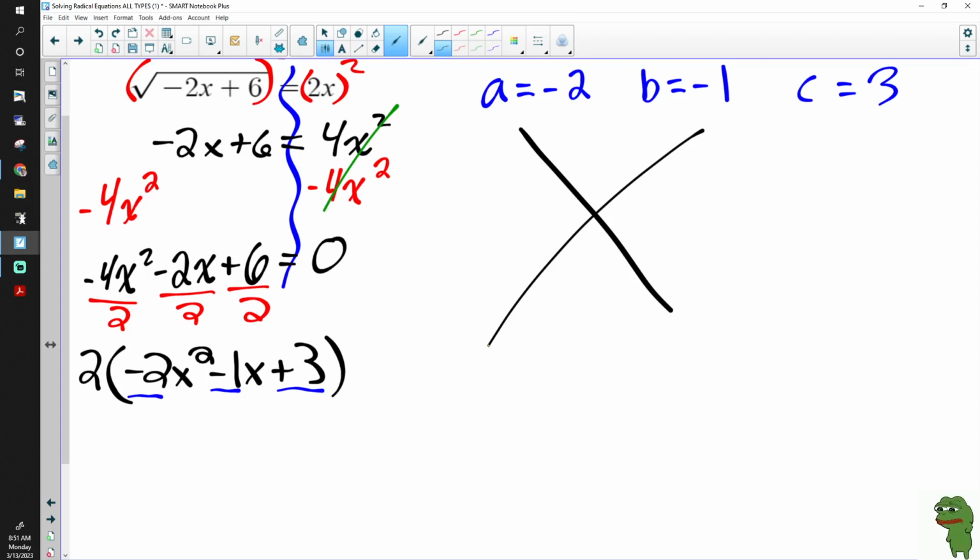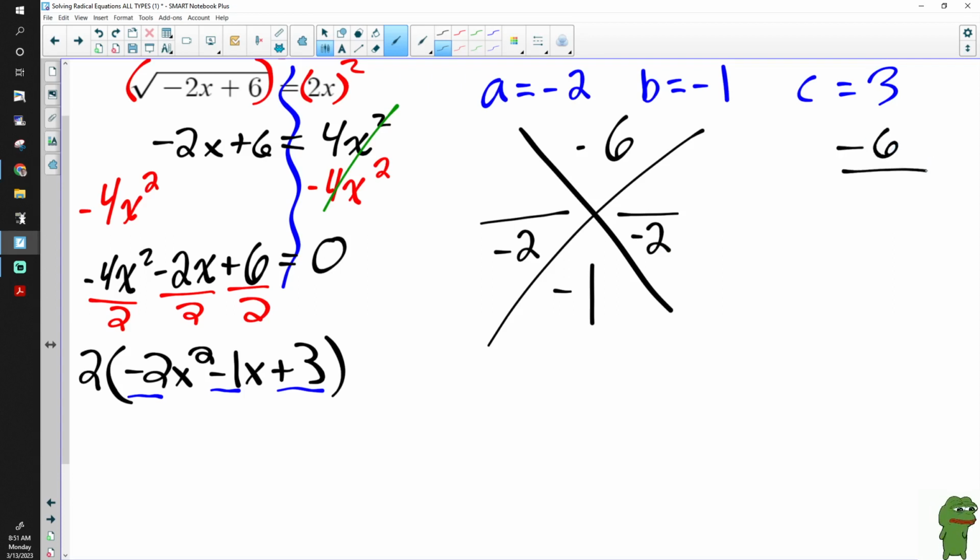Again, if you did forget to divide by the 2, it'd be fine. You'd still get your answer. You just might have to do a little more simplifying. A times C, negative 6. B value, negative 1. Divide both sides by A, negative 2. We need to multiply to negative 6, and then add up to negative 1.